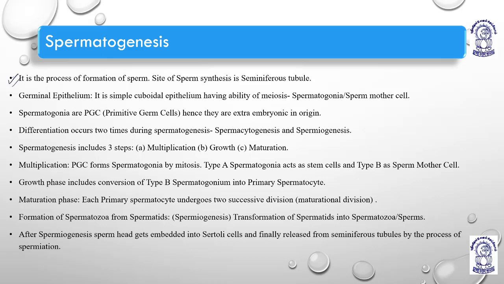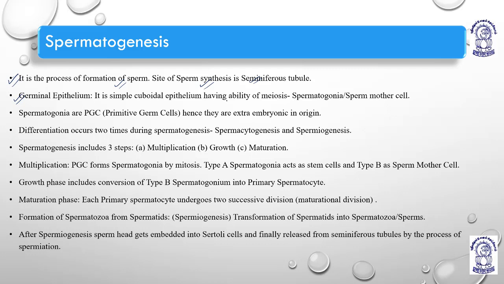Spermatogenesis is the process of formation of sperm. First point: the site of sperm synthesis is the seminiferous tubules. Where does sperm formation take place? In the seminiferous tubules. The germinal epithelium means the epithelium which will give rise to the sperm mother cell, the spermatogonium.